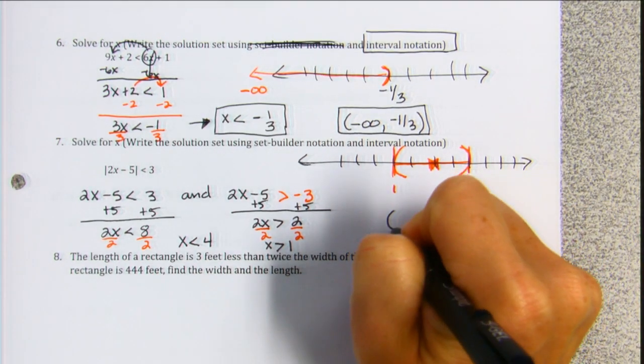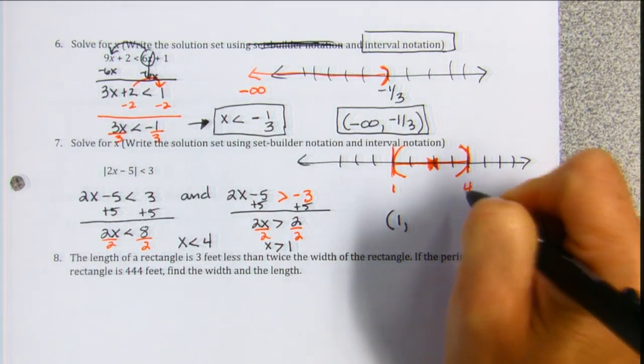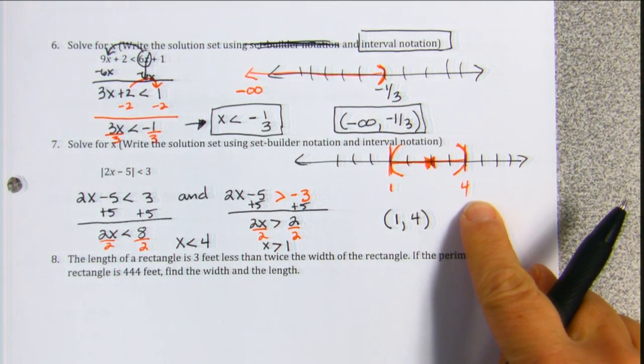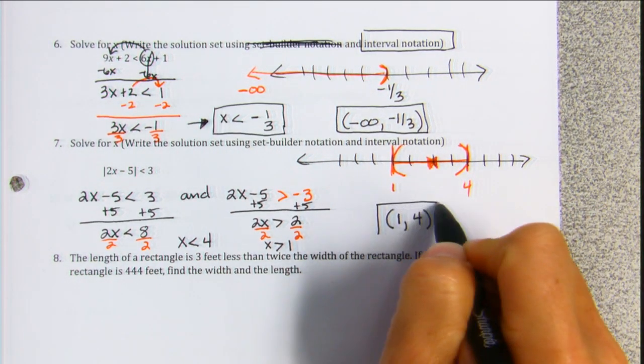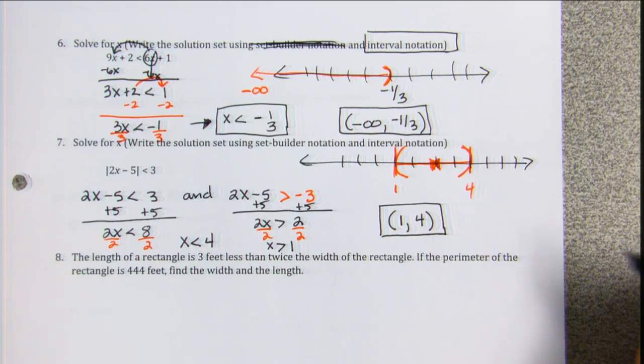So because I have a soft parenthesis by 1, I put a soft parenthesis to the left of it, comma, and because I have a soft parenthesis by 4, I put a soft parenthesis to the right of it. It looks like an ordered pair, but it's not. This just means between 1 and 4 are all possible solutions.